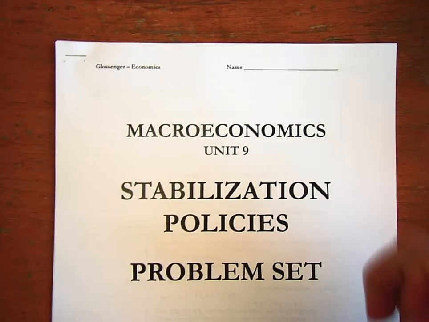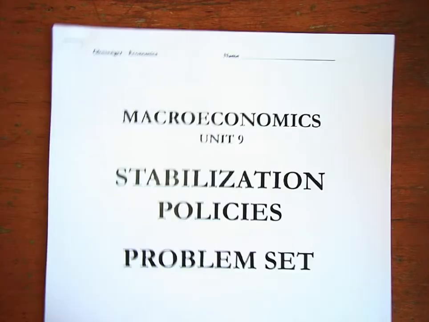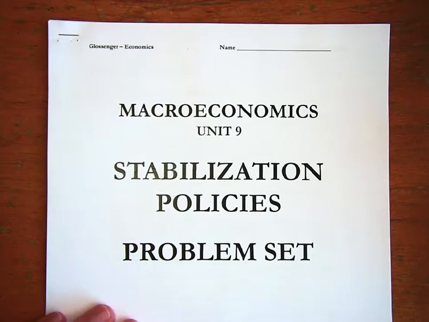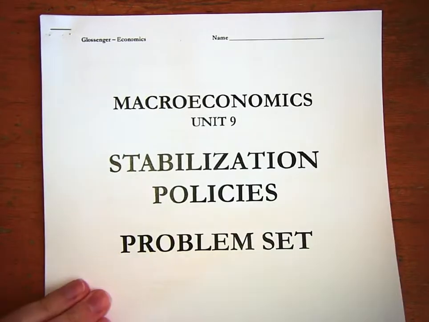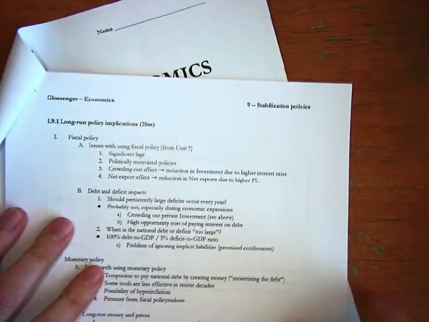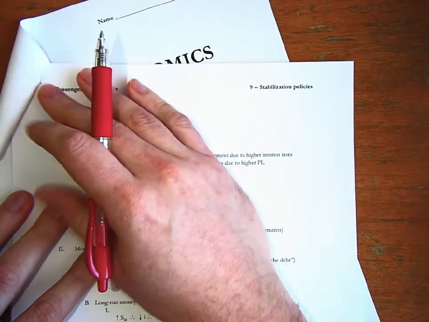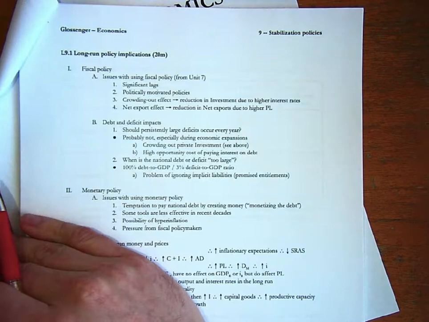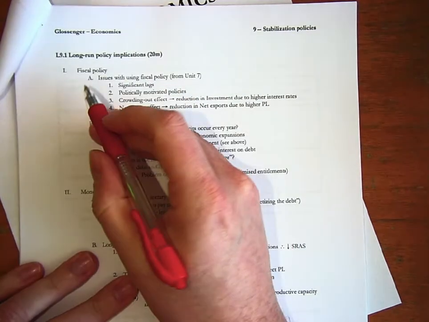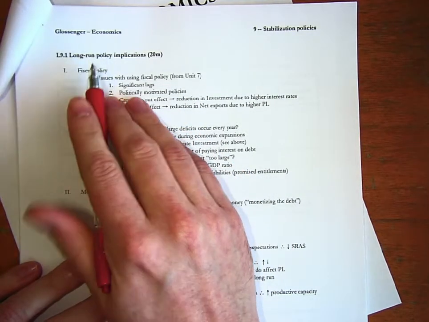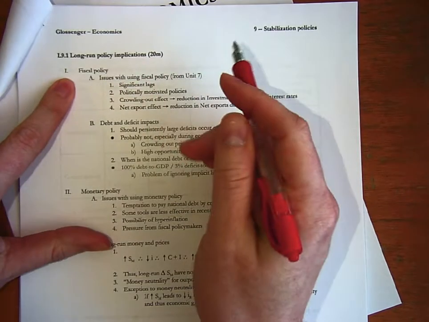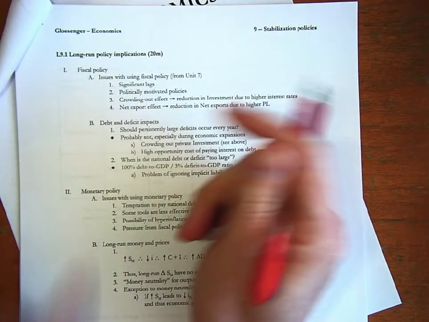So in this video, we're going to start Unit 9 about stabilization policies. And this unit might be a little bit misnamed. It's really more about long-run stabilization implications because we've already learned about monetary and fiscal policy in this unit. So instead, this is more like what happens in the long run and what are some considerations of the different policies that we've learned about, fiscal and monetary policy.